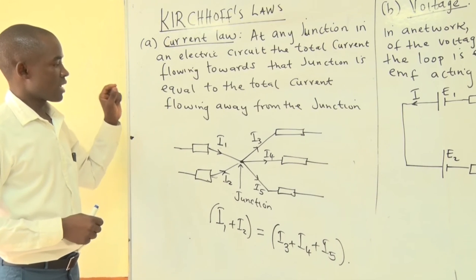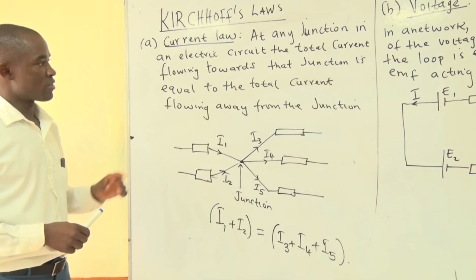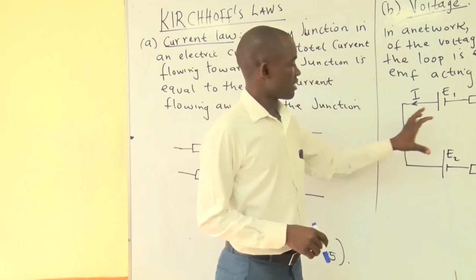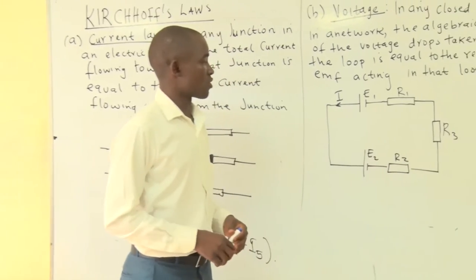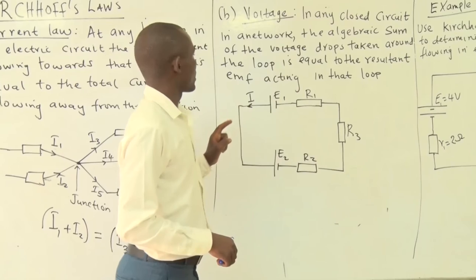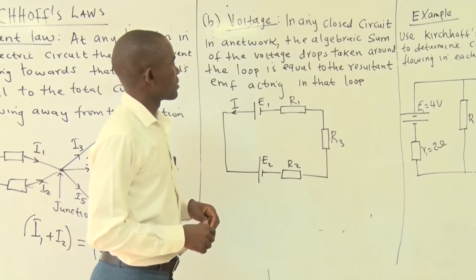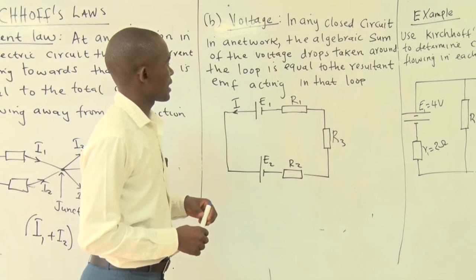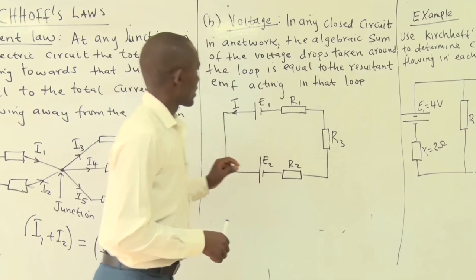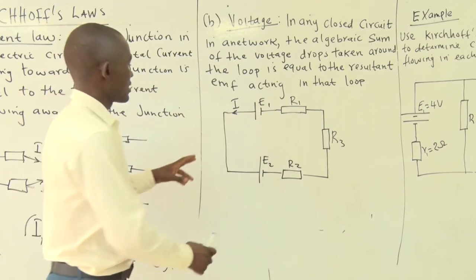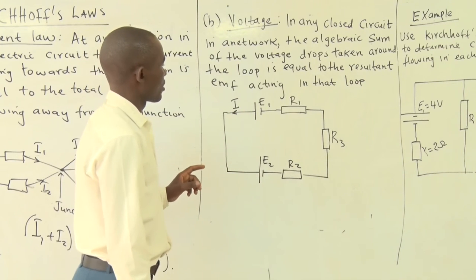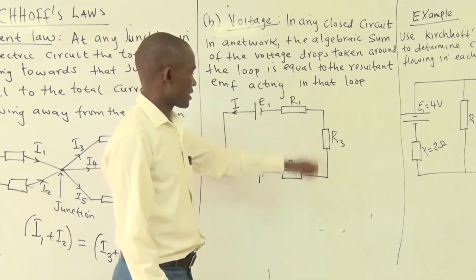We are now moving to the second law of Kirchhoff's, which is about voltage. For voltage, it says the net voltage in the circuit is equal to the voltage drop around that loop. So we can read, in any closed circuit in a network, the algebraic sum of the voltage drops taken around the loop is equal to the resultant EMF acting in that loop.